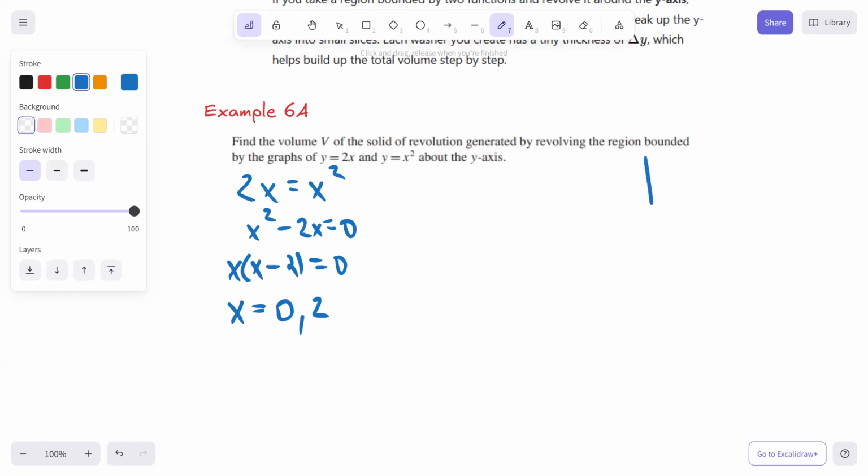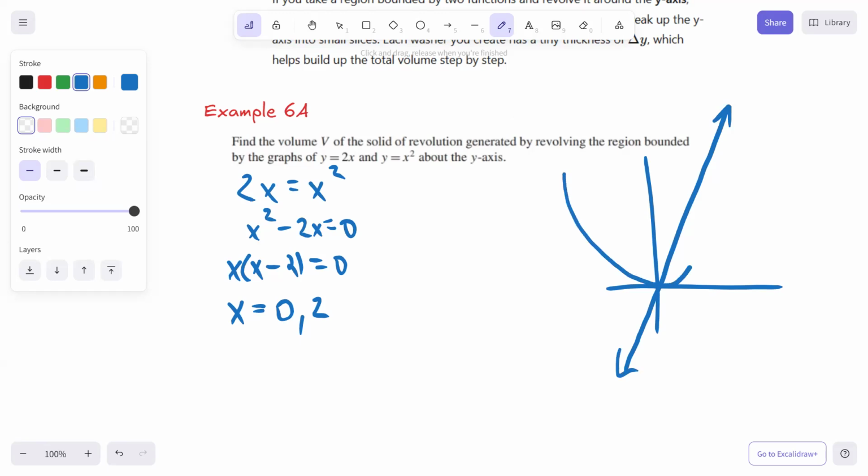If we draw this region, y equals 2x looks like this, and the rough graph of the parabola looks like that, and then we'll go from 0 to 2. So this is the region, and we're going to revolve that region about the y-axis. If x equals 0 and 2, then y is going to be 0 and 4.